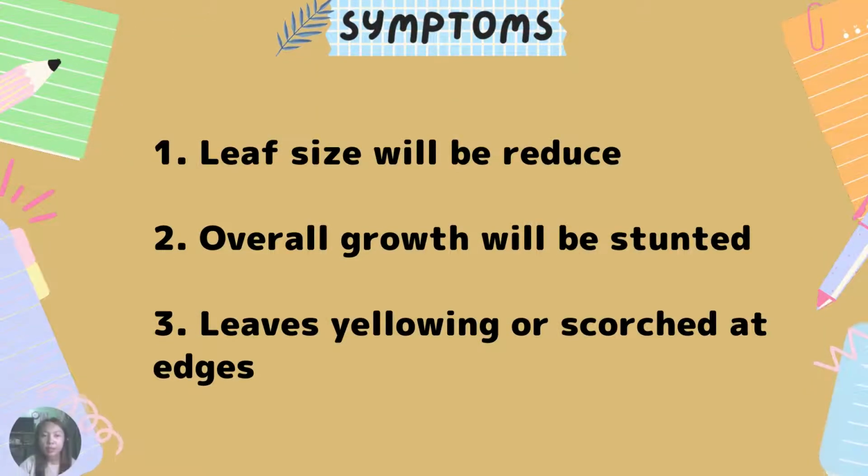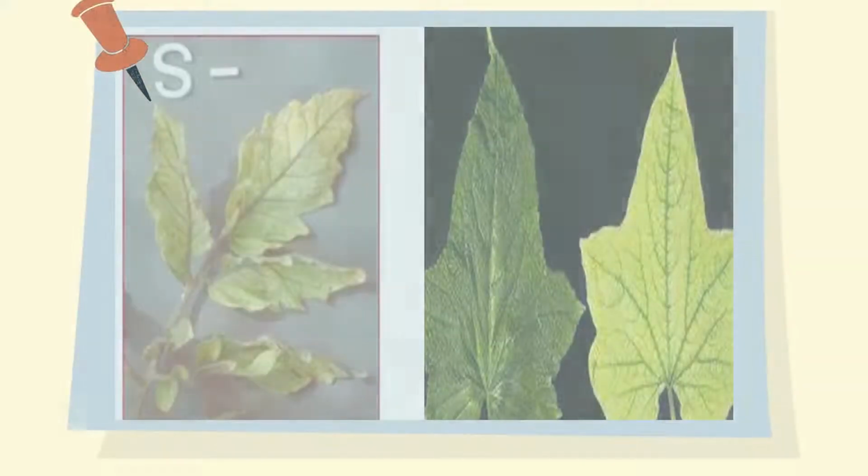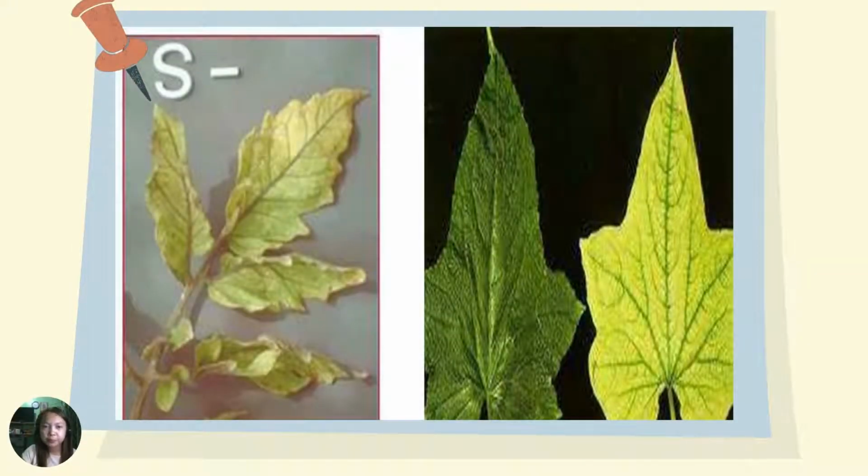So the symptoms to observe: leaf size will be reduced, overall growth will be stunted, leaves yellowing or scorch on edges. So if you are to observe the plant without the presence of sulfur, somewhat the leaf is crumbled or faces downward. Whereas for the plant which has an adequate amount of sulfur, if you compare the two pictures, the picture on the left shows an adequate amount of sulfur, whereas the other one on the right shows an insufficient amount of sulfur because it tends to be yellow instead of green.